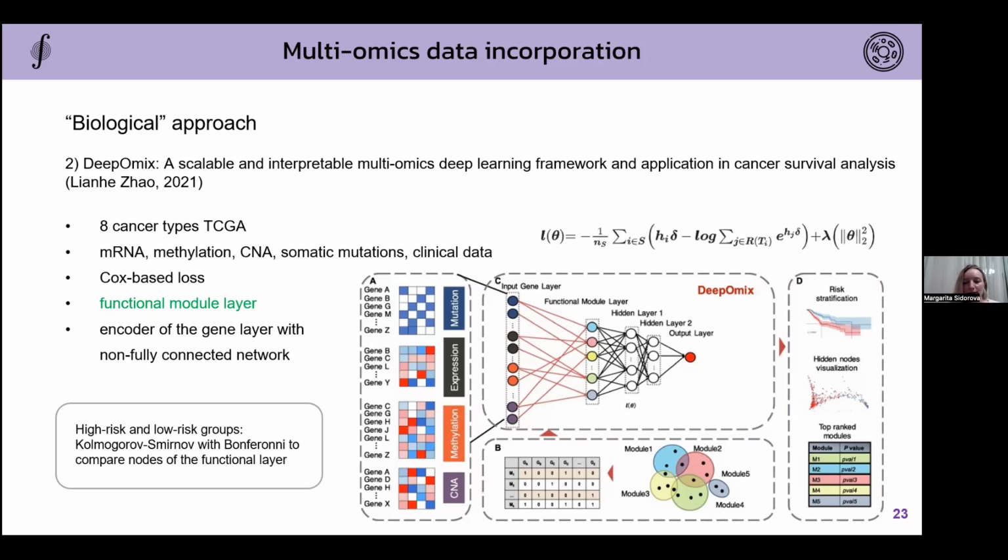And in fact, the one who is running this network can himself conclude which omics data should interact, which omics data should be included in one module and which should be included in another module, and so make these connections. And then after these functional module layers, just the usual hidden layers and an output layer computing hazard are done.